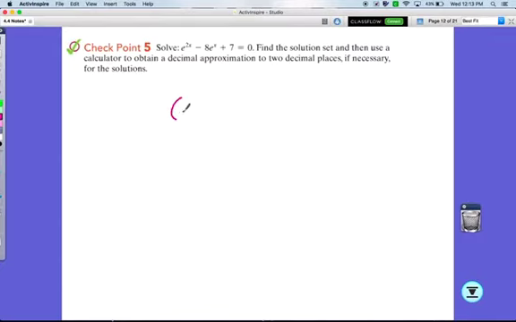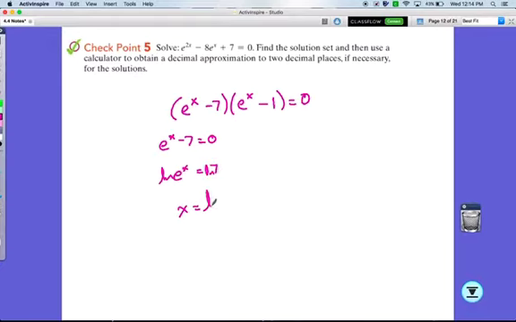Alright, that would factor into e to the x minus 7, e to the x minus 1. Alright, so you have e to the x minus 7 is equal to 0. That will give you e to the x is equal to 7. And then if you take the natural log on both sides, you end up getting x is equal to the natural log of 7. That's one of your answers. You can put in your calculator if you need to get decimal.